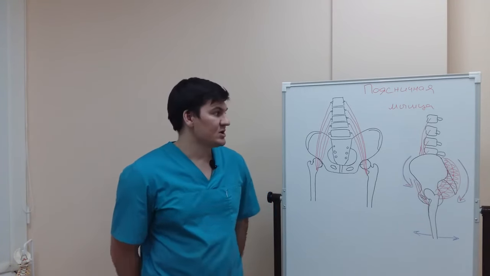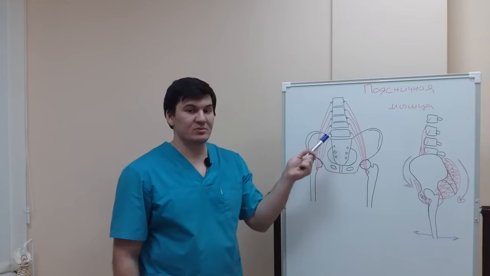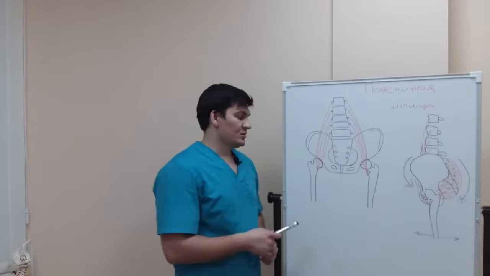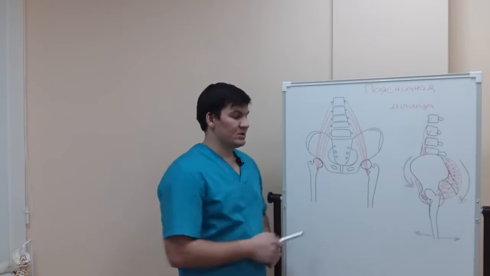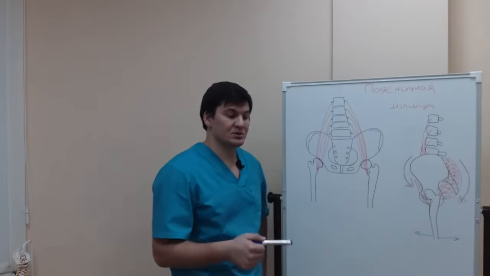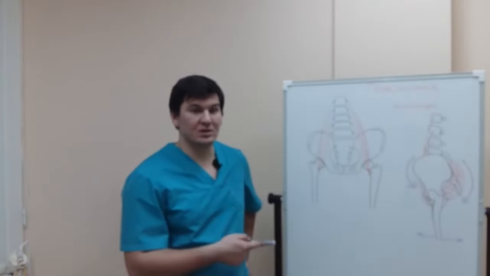The psoas muscle is one of the main stabilizers of the lumbar spine. It originates from the transverse processes of all lumbar vertebrae, and it's the only muscle in the spine whose second attachment point is the femur. There is no other muscle that starts in the spine and attaches to the leg, to the femur.